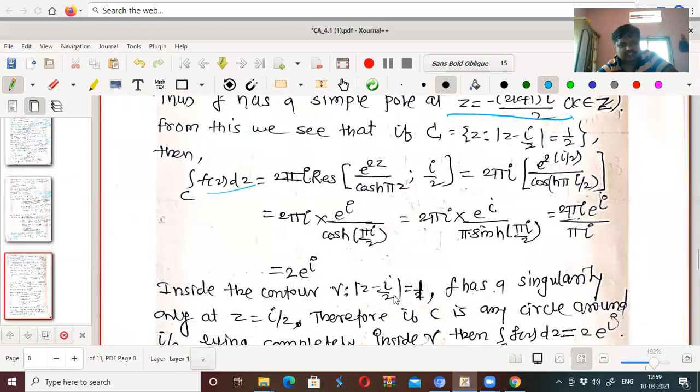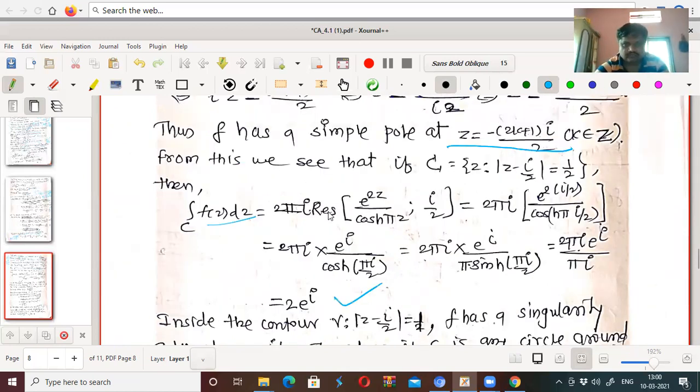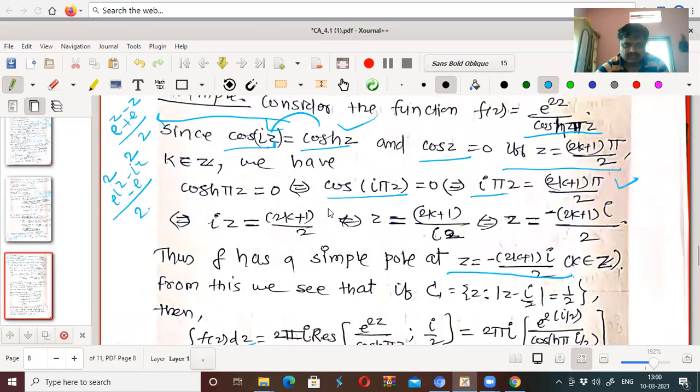Inside the contour gamma, having center at origin and center at i/2 and radius 1, f has a singularity only at z equal to i/2. Therefore, if C is any circle around i/2 lying completely inside gamma, then the integral over this is 2πi times e to the power i. So 2πi times e to the power i. Okay, that we can obtain here, right?